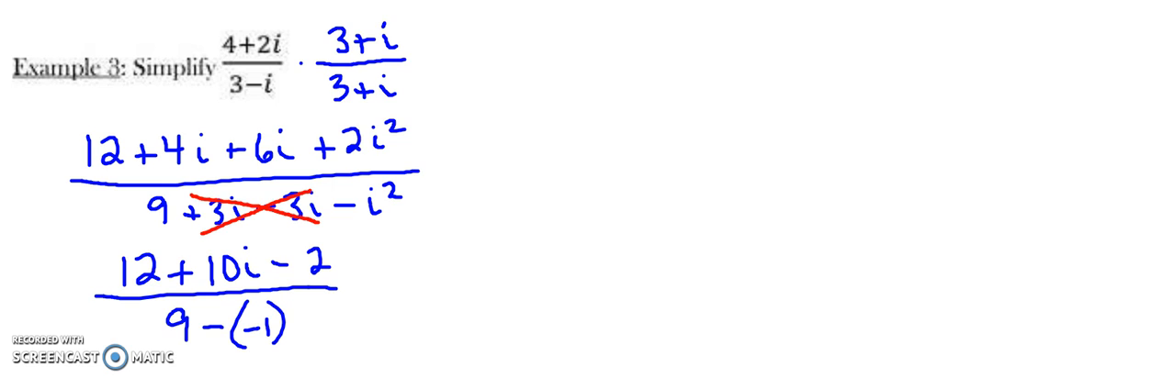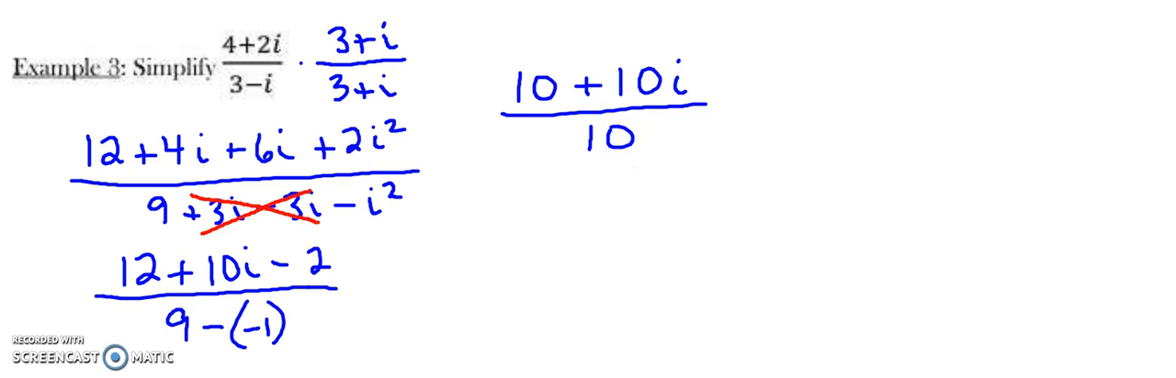And now I'm going to continue to simplify. I have more like terms to combine now. 12 and negative 2 in the numerator combine to make 10. So I've got 10 plus 10i. And in the denominator, 9 minus negative 1 gives me 10 also.